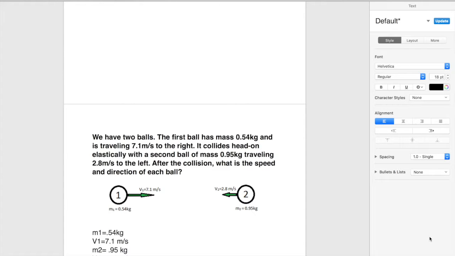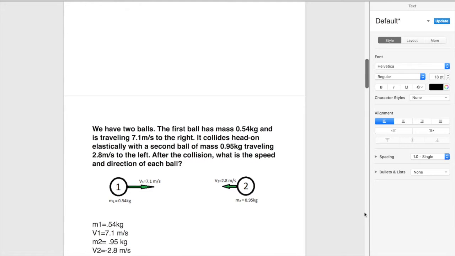It collides head-on elastically with a second ball of mass 0.95 kilograms traveling 2.8 meters per second to the left. After the collision, what is the speed and direction of each ball? So I'll give you a few seconds to figure this out. Alright, let's get straight to it.